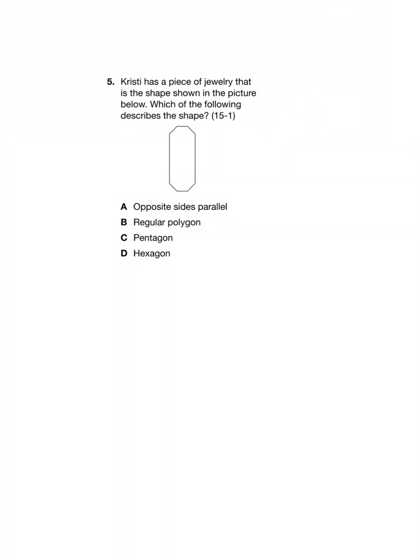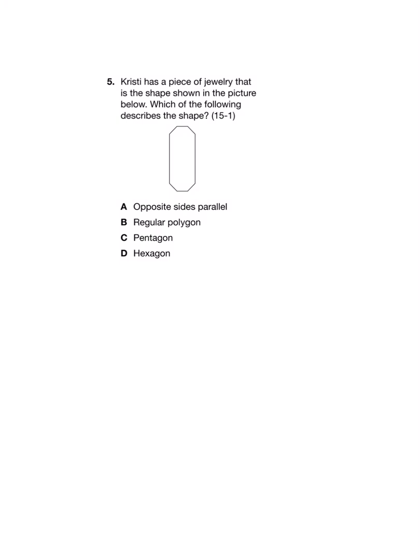Okay, so let's go ahead and work on problem number 5. Christy has a piece of jewelry that's in the shape shown in the picture below. Which of the following describes the shape? Is it opposite sides parallel? Well, let's take a look at that for a second.